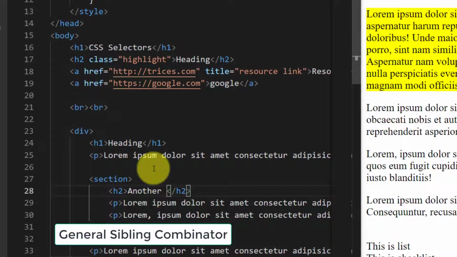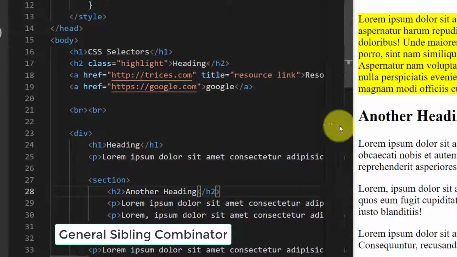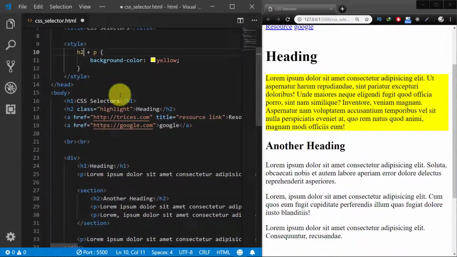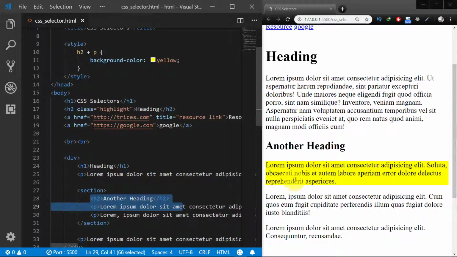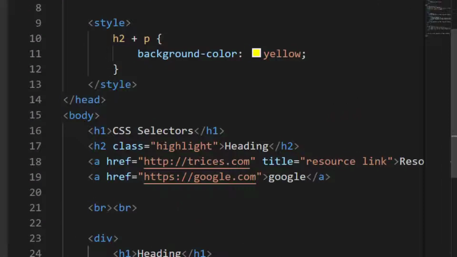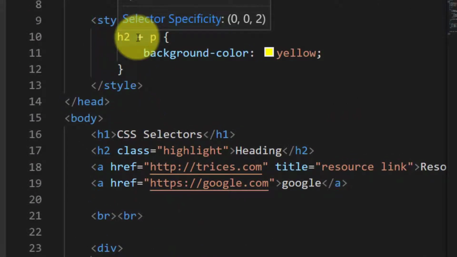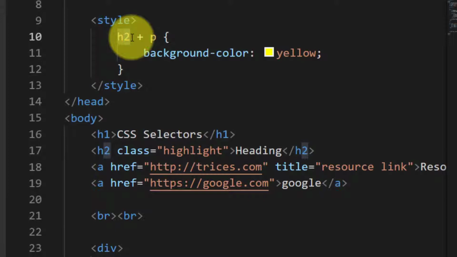General Sibling Combinator. The general Sibling Combinator uses the tilde operator. It differs from the adjacent Sibling Combinator in that the second selector doesn't have to immediately follow the first. Both elements must share the same parent.